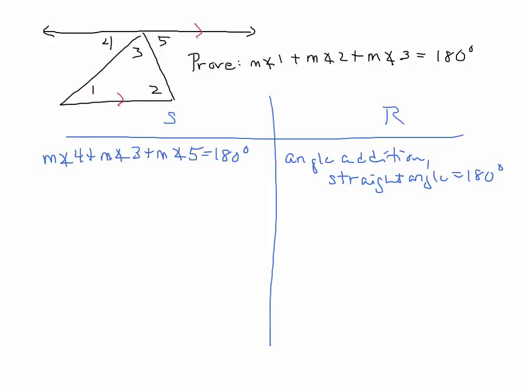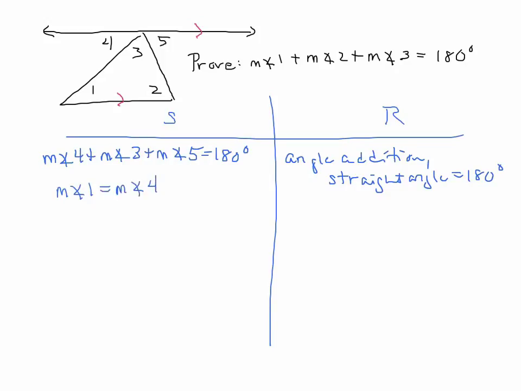Okay, next I want to make this observation. Angle 1 and angle 4 are alternate interior angles. They are inside these parallel lines and they are on alternate sides of this transversal. So the measure of angle 1 equals the measure of angle 4.